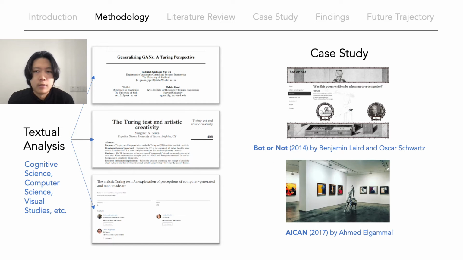In terms of methodology, my research comprises a textual analysis and case study. I looked into papers from a wide range of fields, including cognitive science, computer science, and visual studies. In addition, for the case study, I examined preceding examples of Turing tests in relation to artistic creativity. So in the next slides, I'll go over these publications and cases in further detail.